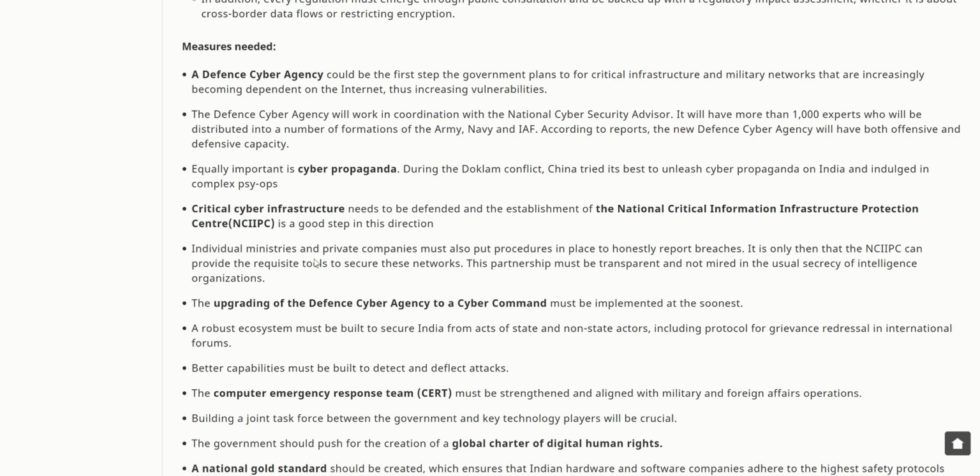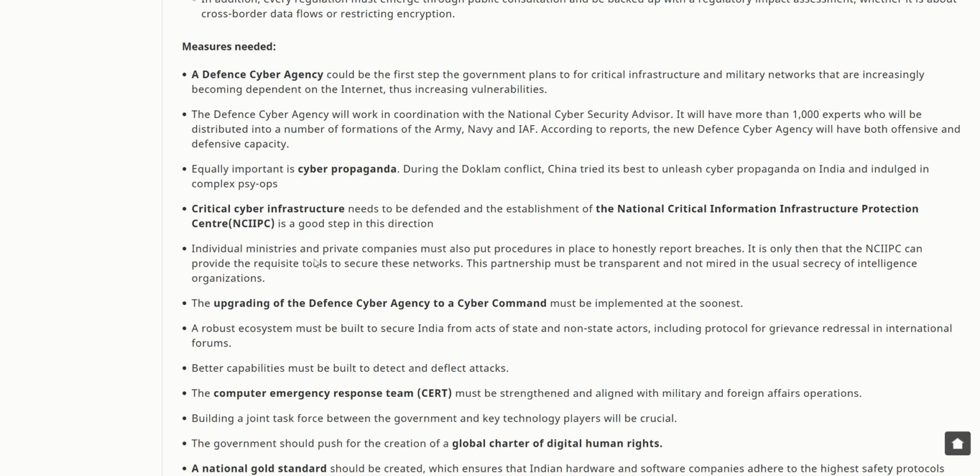Equally important is cyber propaganda. During the Doklam conflict, China tried its best to unleash cyber propaganda on India and indulged in complex psyops. Because critical cyber infrastructure needs to be defended, the establishment of the National Critical Information Infrastructure Protection Center is a good step in this direction. Individual ministries and private companies must also put procedures in place to honestly report breaches. It is only then that the NCIPC can provide the requisite tools to secure these networks.